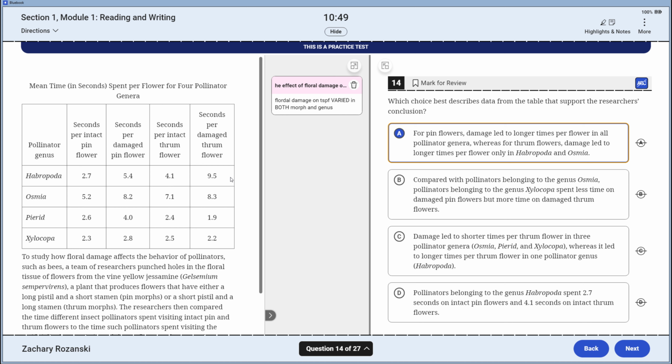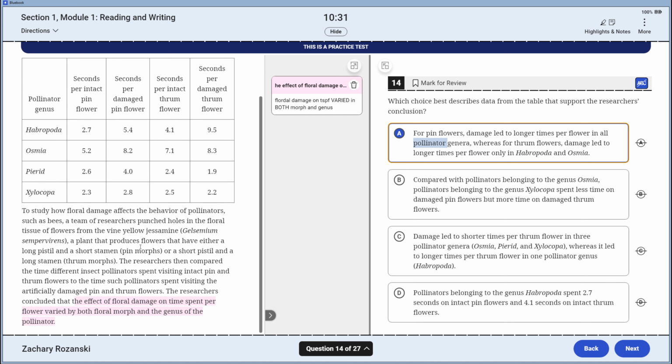So I've got the different morphs, pin and thrum, and I've got genus, all 4 represented there, and then the graph only shows that 2 versus 2. So this is gorgeous. A is so beautiful, so much so that if I were pressed for time, I would just full send on this guy because he's giving me everything that I want. But I have 10 minutes, and I'm going to be so sad to be not doing this test in about 10 minutes. So I'm going to take my time and just fact check everything, feed it through this lens.